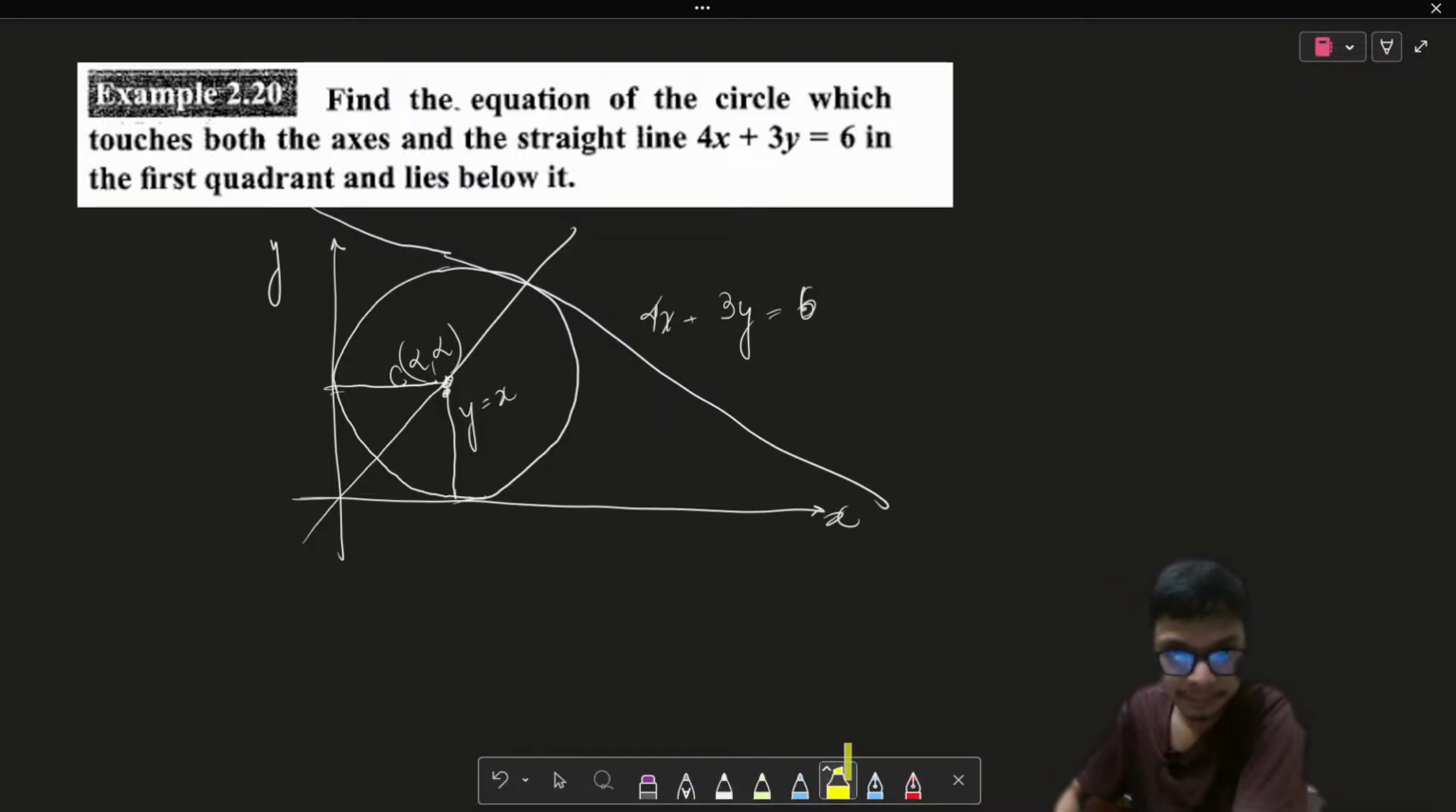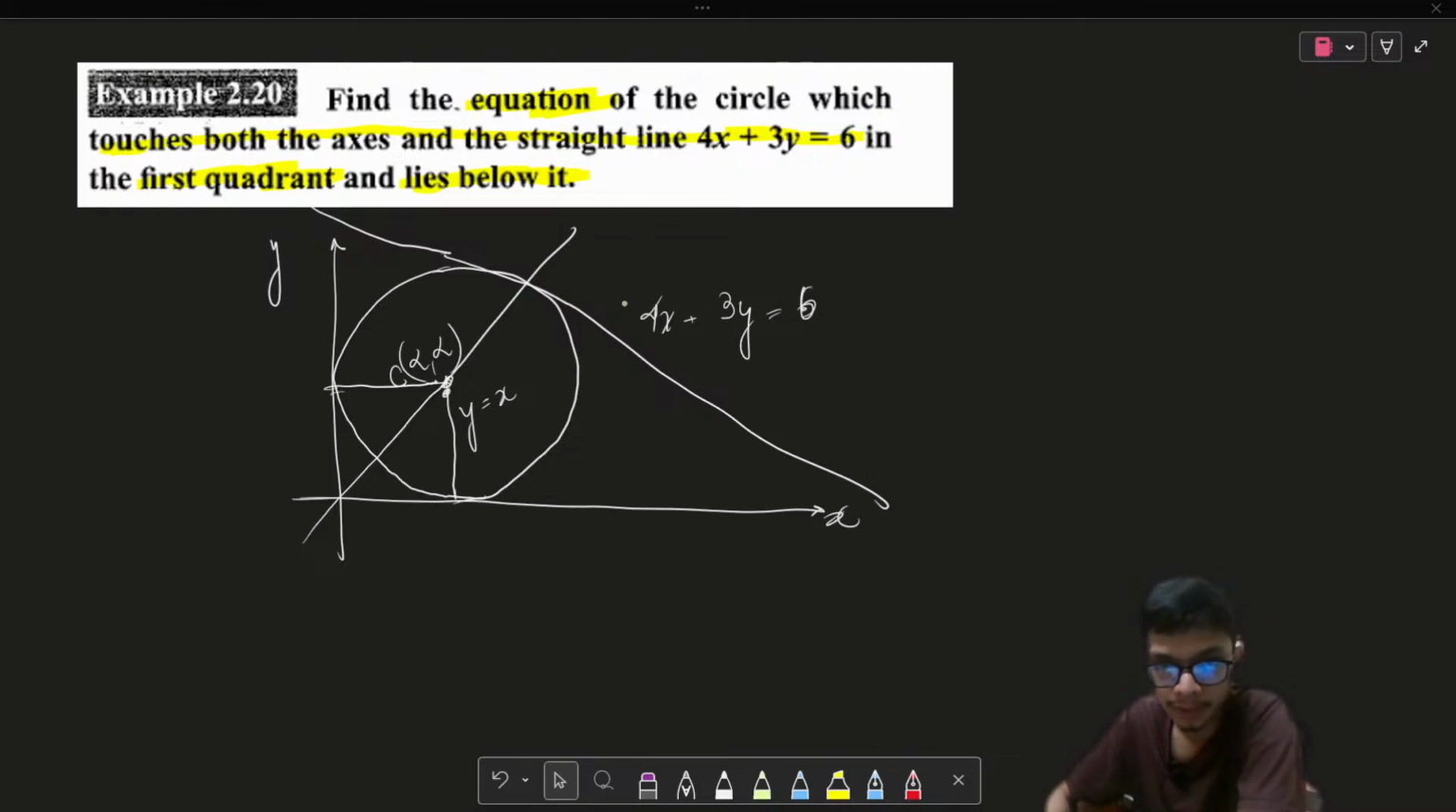So we have to find the equation of the circle which touches both the axes and the straight line in the first quadrant. It is also mentioned that the circle touches this particular straight line in the first quadrant and it lies below it. With this formulation, you have to solve the question, right? So how are you going to solve the problem? Let us try to understand.